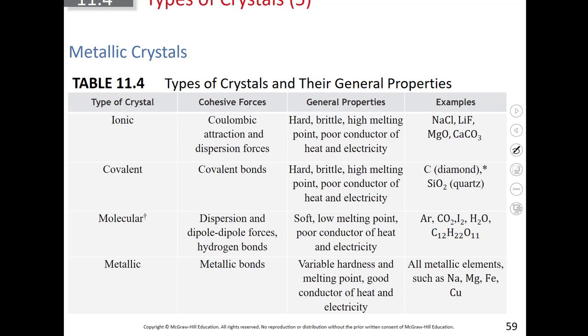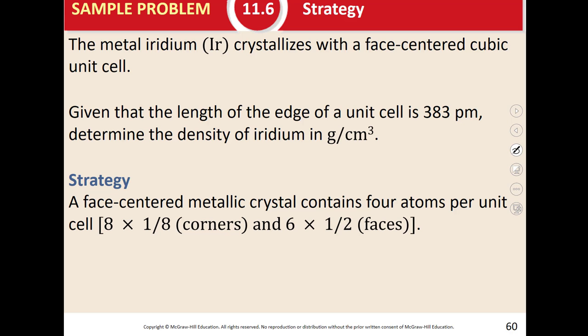Let's try one more example. This one should be even easier than the last one. So this example is on that same page. Now we're going to find the density of iridium, so a metal crystal. Same as the last problem, except now we just have one thing to worry about instead of two. Instead of sodium and chloride, we just have iridium. The metal iridium crystallizes with a face-centered cubic unit cell.